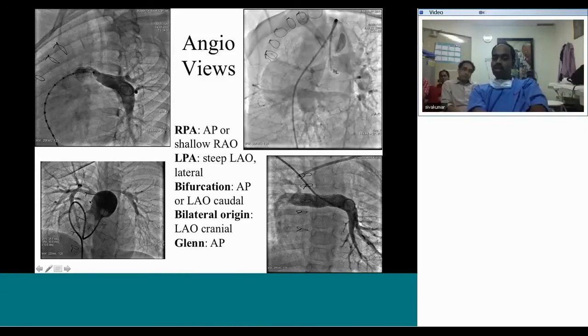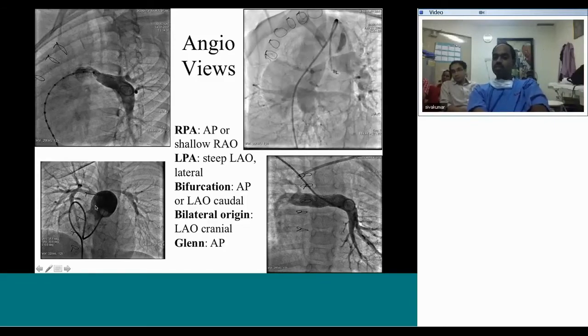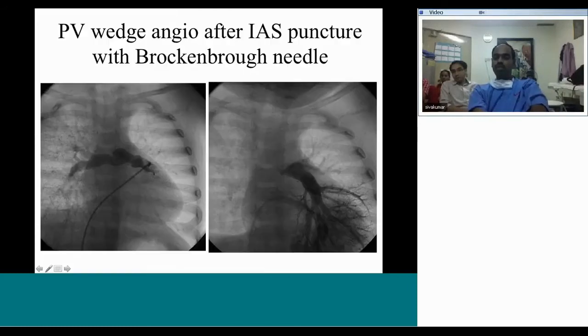However, if there is a markedly dilated main pulmonary artery or right ventricular outflow tract, then it might mask. In all the Glenn patients, just do a plain AP view. So these are the angiographic views that we will be choosing. Rarely, you may do a pulmonary vein wedge angiography to identify the distal PA.